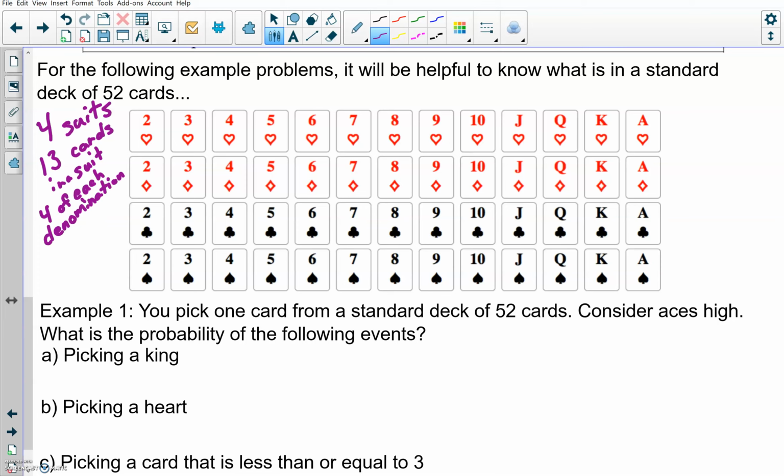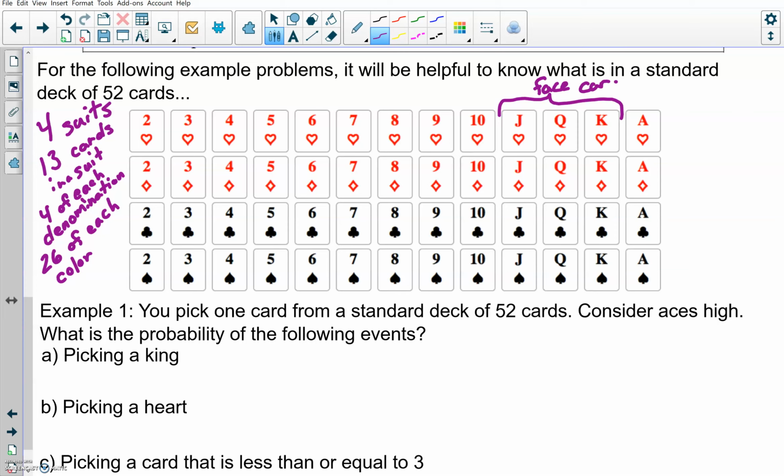And then there are 26 of each color, unless you're playing with some weird funky deck. There are 26 red and 26 black in most standard decks of cards. And a face card, I wish this little deck that I pulled off the internet had faces, but the Jack, Queen, and King cards are the only cards that are face cards.